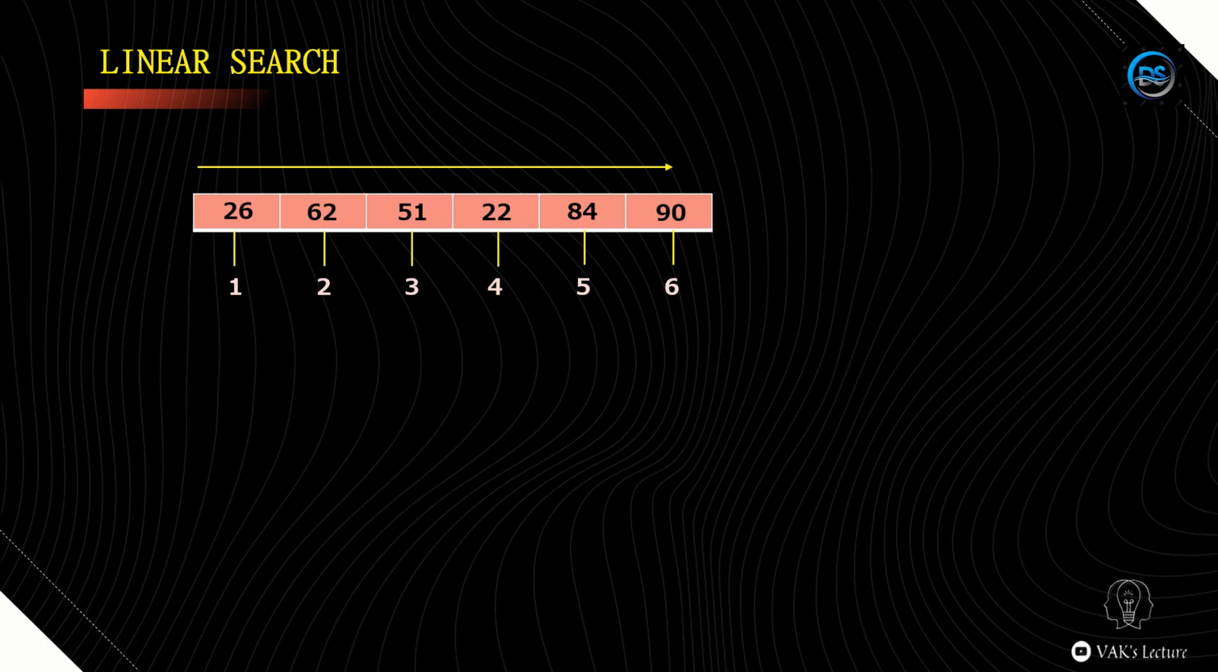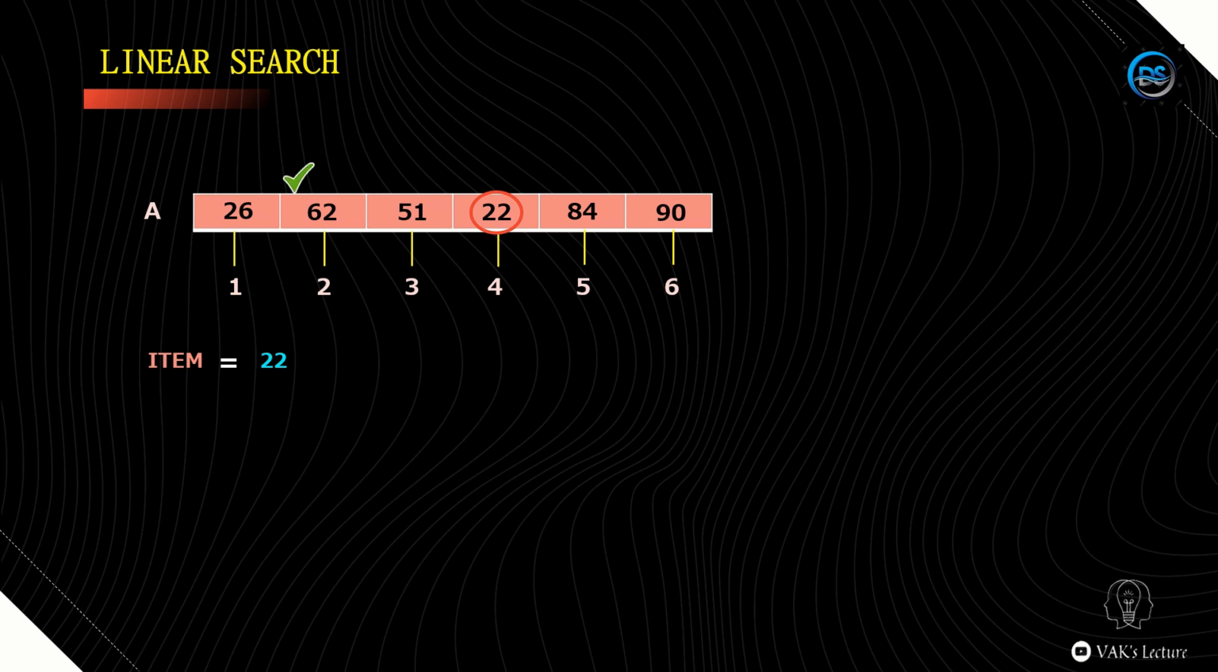So here I have taken an array of 6 elements. Here array name is A. Suppose I want to search for 22. So 22 is our searching element which I denote as item. Now we will search it from the first element. Here the first element is 26. Do 26 and 22 match? They don't. Since they don't match, we just jump to the next element.